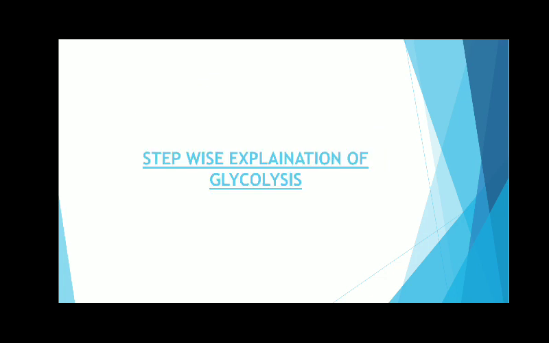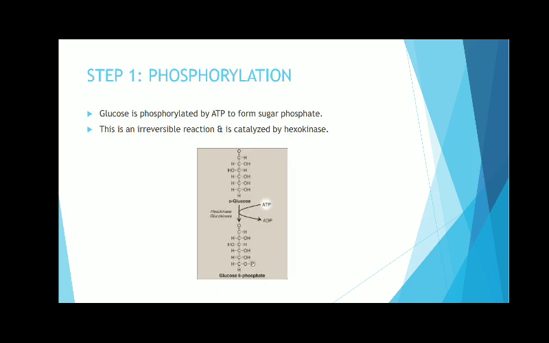So, till now we have been seeing the summary of the two main phases of the glycolysis. Now we'll see the stepwise explanation of the glycolysis. So the first step is phosphorylation. What happens in this is glucose is phosphorylated by ATP to form sugar phosphate. This is an irreversible reaction and is catalyzed by hexokinase. So in this reaction, the hexokinase acts as a catalyst. So we can see here how glucose is being converted into glucose 6 phosphate with the help of hexokinase, and the ATP is being converted into ADP.